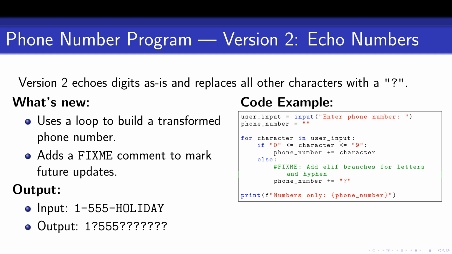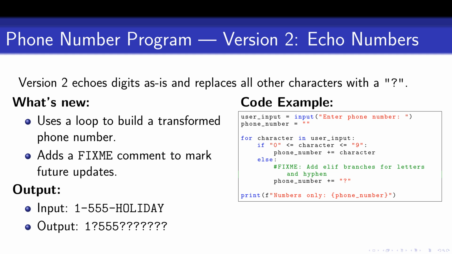Now, the loop checks whether each character is a digit. If it is, the character is added directly to the result. If not, a placeholder question mark is used instead. This version introduces conditional logic within the loop and starts forming the final output string. A fix me comment is included to mark where future enhancements, like converting letters, will go.